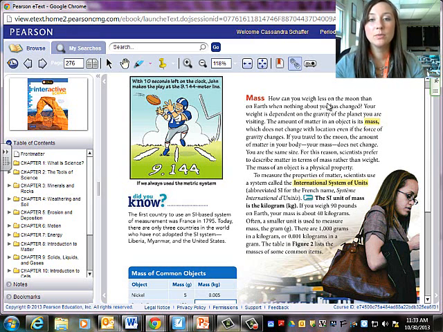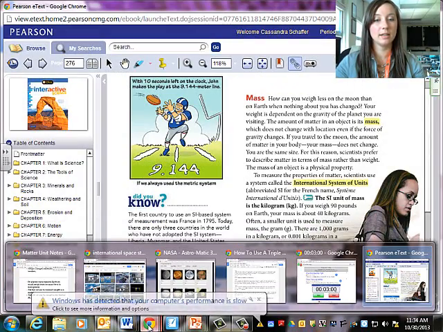Mass. How can you weigh less on the moon than on Earth when nothing about you has changed? Your weight is dependent on the gravity of the planet you are visiting. The amount of matter in an object is its mass, which does not change with location, even if the force of gravity changes. If you travel to the moon, the amount of matter in your body, your mass, does not change. You are the same size. For this reason, scientists prefer to describe matter in terms of mass rather than weight. The mass of an object is a physical property.